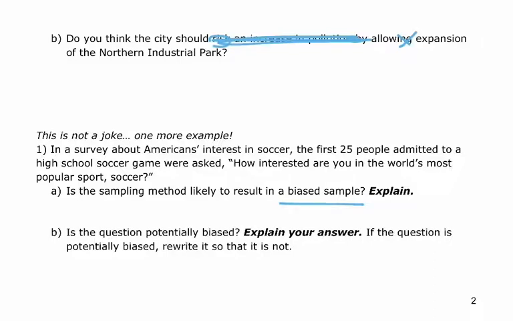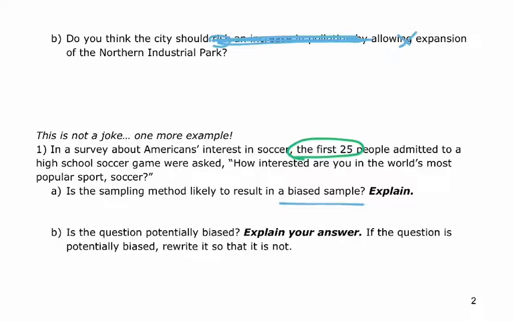So we are getting a biased sample because already the spectators at a soccer game are going to like it. And also, if they are admitted first, who are the people that show up early to a soccer game? Typically the ones that really like it, or maybe even the parents. So this would result in a biased sample, standing outside a gate at a soccer field. Now the second part, B here, is the question potentially biased? What do you think? How interested are you in the world's most popular sport, soccer? Well, if they tell me it's the world's most popular sport, I might feel obligated to say, yeah, well, everybody else likes it, I should too.